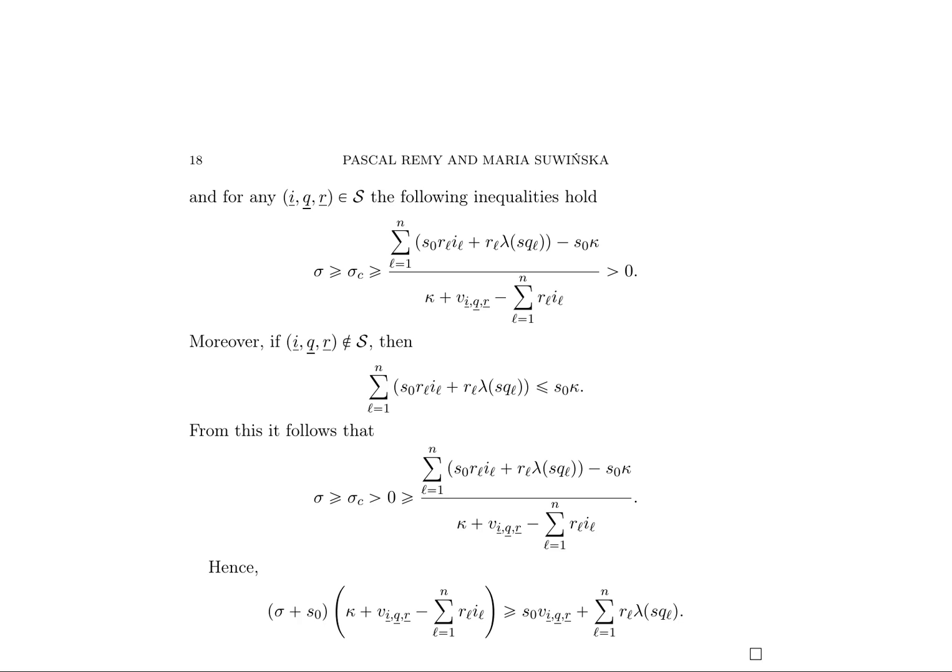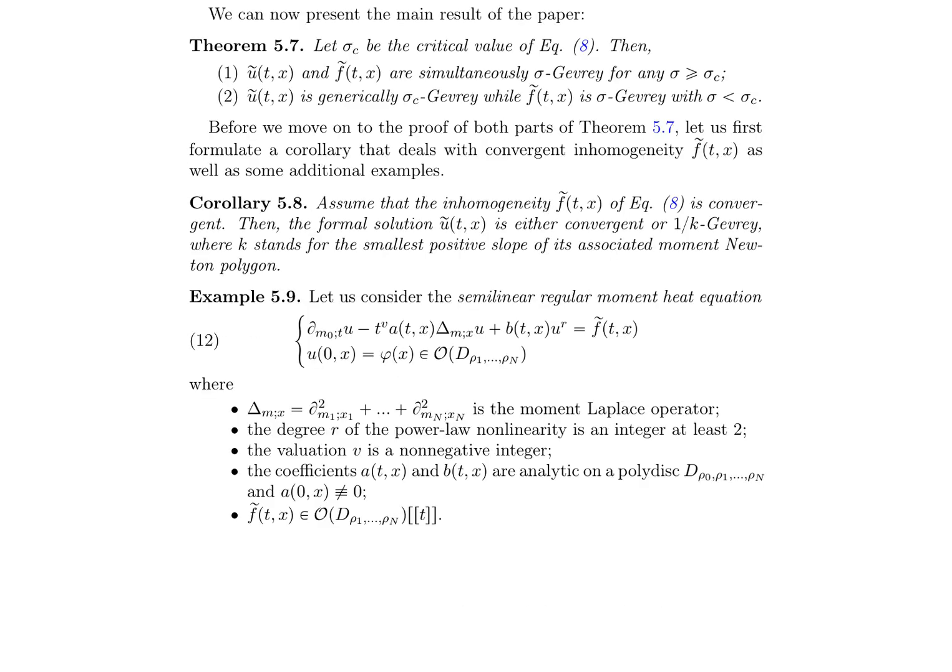Rupt, XQ is generically sigma C Gevrey, while RFPT, XQ is sigma Gevrey with sigma less than sigma C. Before proving Theorem 5.7, a corollary 5.8 is formulated, which deals with convergent inhomogeneity RFPT, XQ. This corollary states that if the inhomogeneity is convergent, then the formal solution Rupt, XQ is either convergent or 1, K Gevrey, where K is the smallest positive slope of its associated moment Newton polygon.